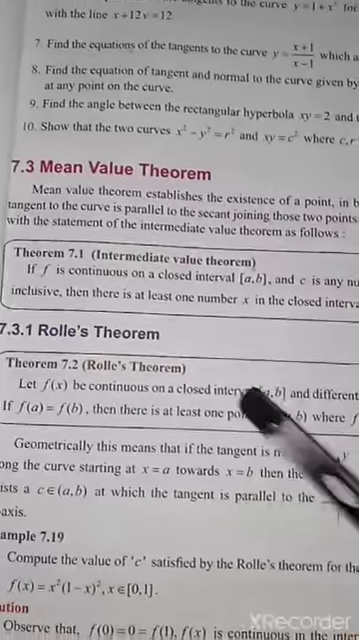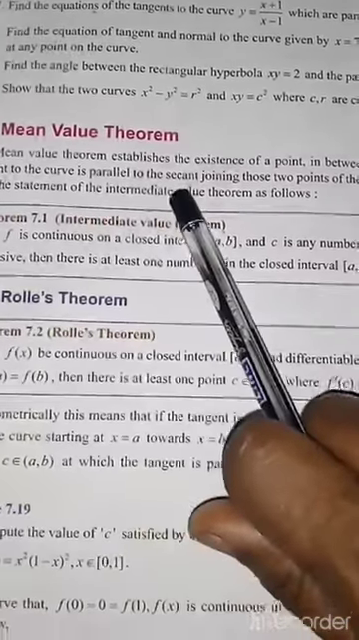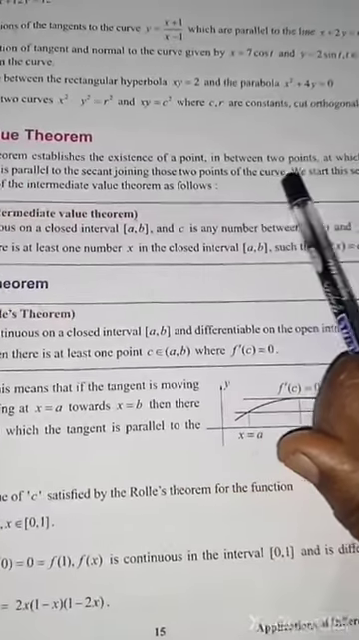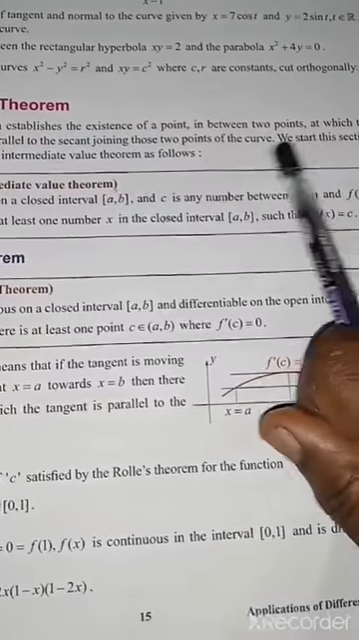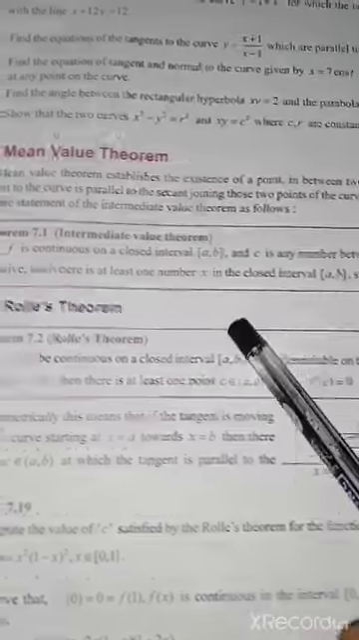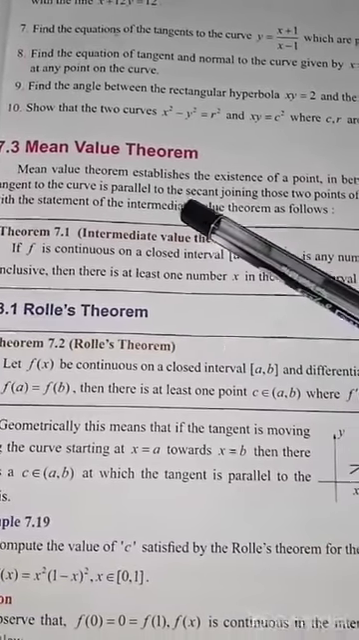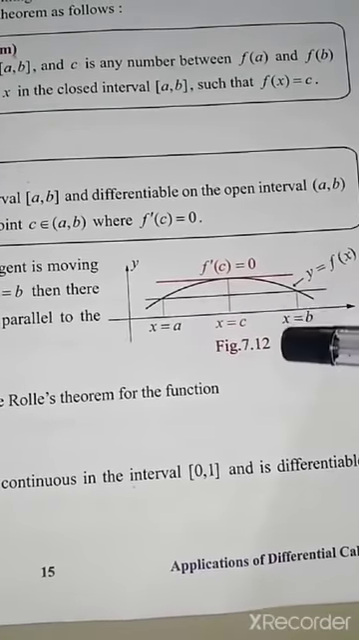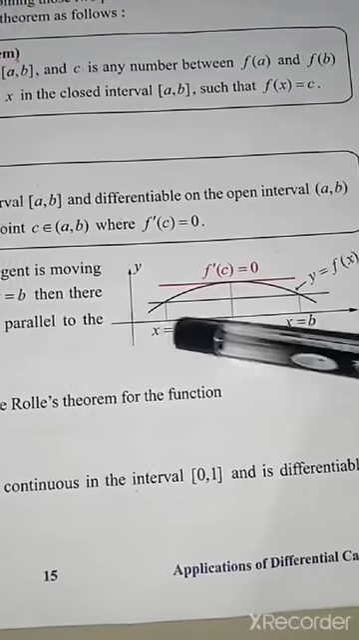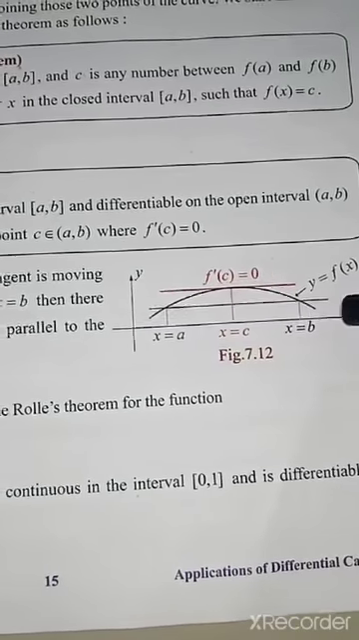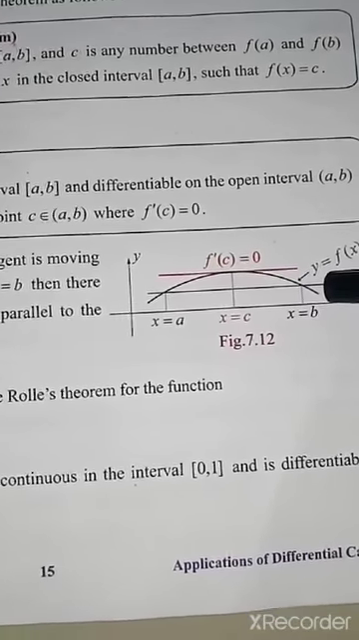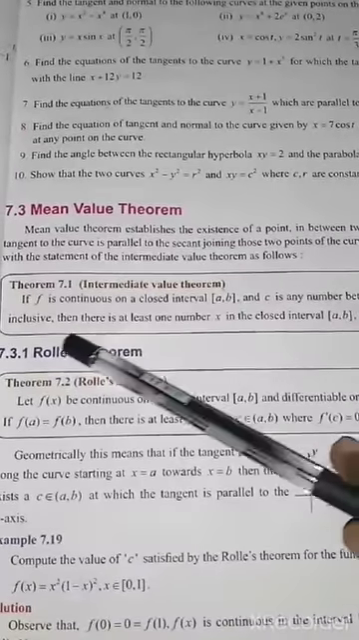So, mean value theorem, look here. The mean value theorem establishes the existence of a point in between two points. So in between the two points there exists a point at which the tangent to the curve is parallel to the secant joining those two points of the curve. We are taking x equal to a, x equal to b in the curve. There, if you draw a line, we can say this tangent line is parallel to the secant line.